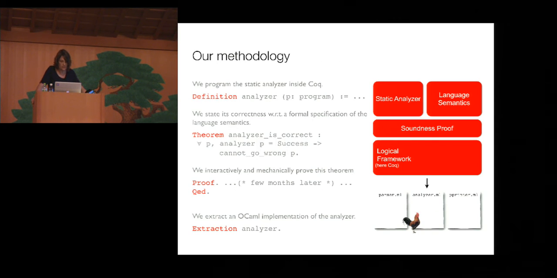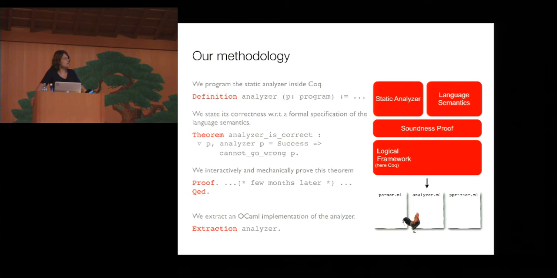So the methodology we rely on to formally verify our static analyzer is the following. First, we program our static analyzer inside the functional language of Coq. So we write the analyzer inside Coq. Then we define a relation expressing the semantics of the language our analyzer operates over. And then we can write the correctness theorem. We can state the correctness of the analyzer with respect to this formal semantics. So we will write a theorem such as follows.